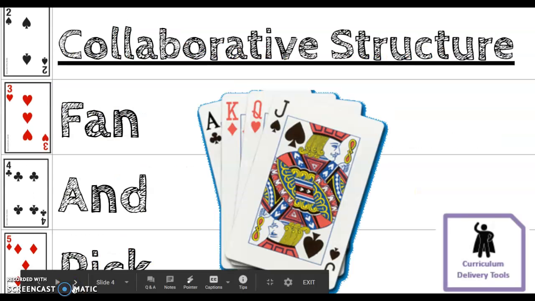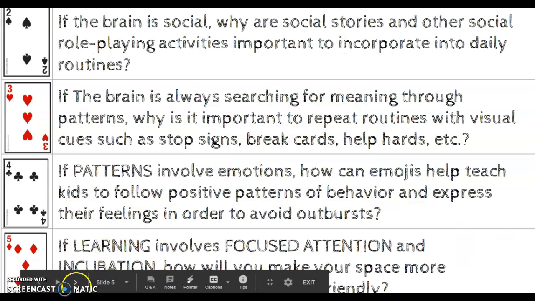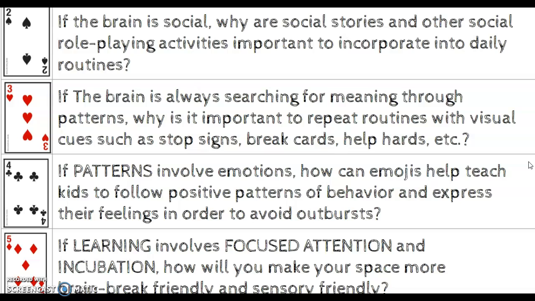So we're looking at a collaborative structure. We would have played this if we were meeting face-to-face, but it is called Fan and Pick, and I'm using this today with just some playing cards. So we were just going to look at the suits on the cards and talk about these questions. So if you were to fan the cards to your neighbor and they draw a card and they get a spade, they would answer the question that goes with spade. So let's just look at each of these questions.